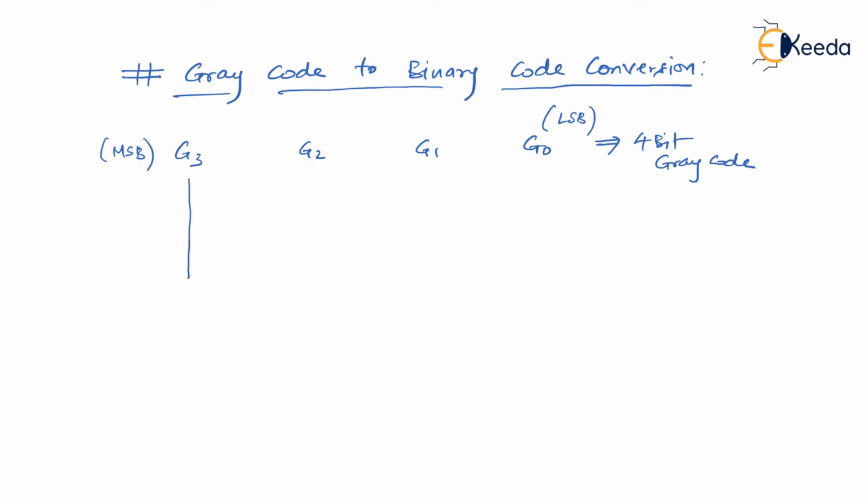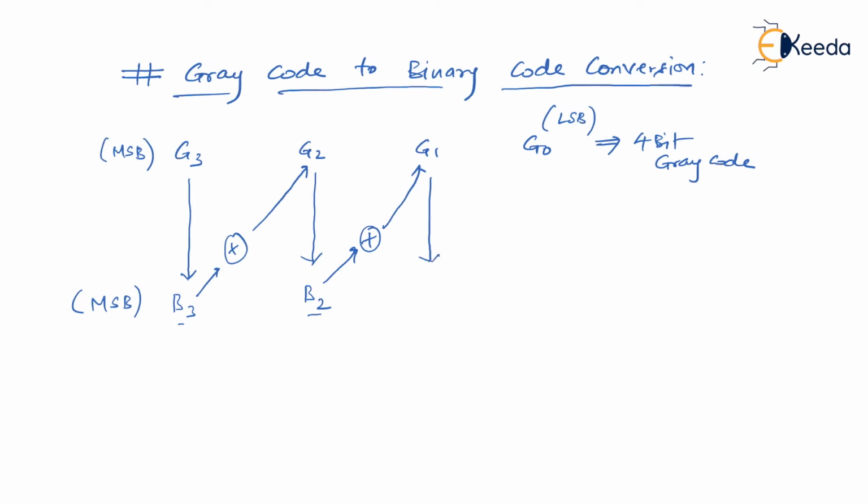So copy the MSB as it is and treat that as B3. That is nothing but the most significant bit of the 4-bit binary code. Now take the recent result: B3 XOR with the next bit of gray, and get the result as B2. Then take the latest result and XOR with G1 and get the result as B1. Again take the latest result, XOR with G0 and get the result as B0. I'm sure now you have understood the process.